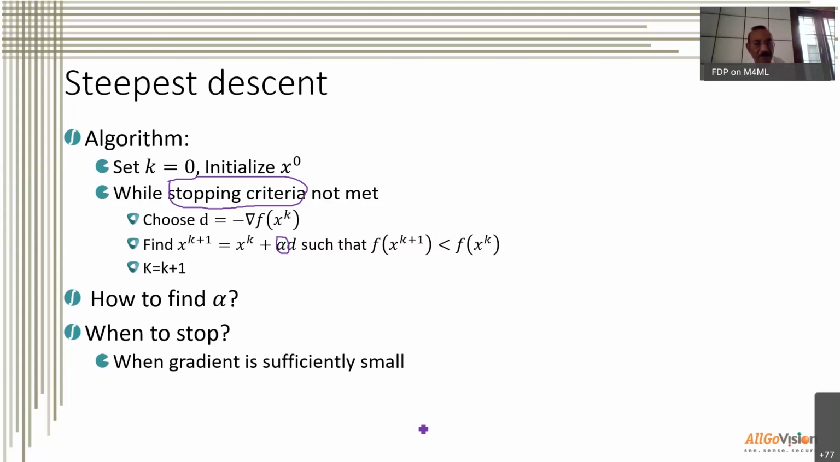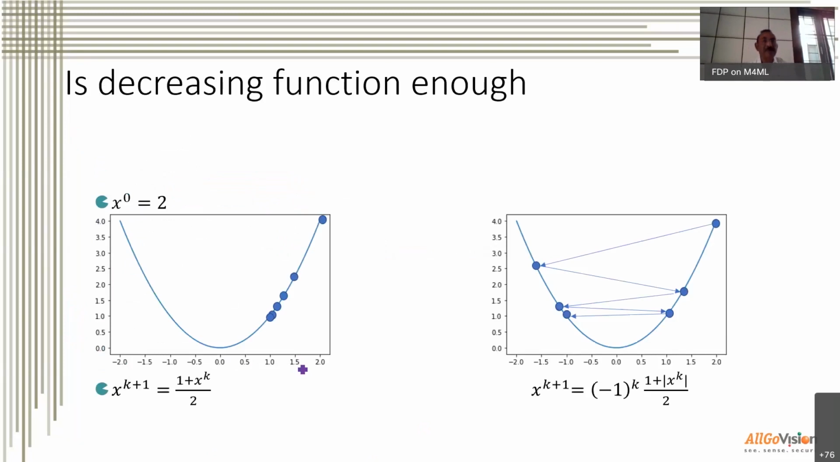So I just mentioned to you a couple of them. One is based on the size of the gradient, and the other one is just trying to fix some number of iterations. And if you are not happy with the function there, then we can always increase the number. We can always go to more iterations, right? Okay. So that's how it is.